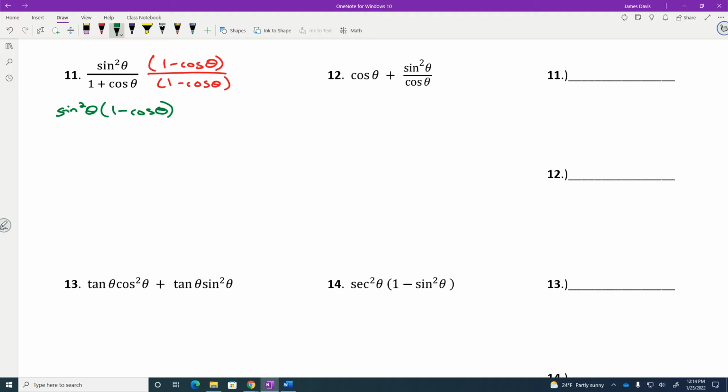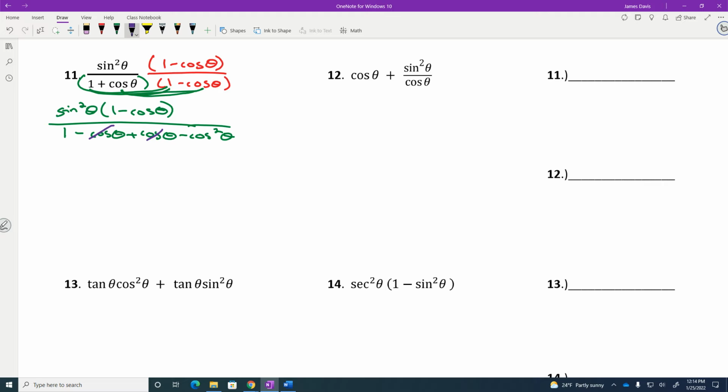The bottom, we actually have to FOIL this because it's two binomials. So it becomes this times this. We do our first, it is 1 times 1 is 1. Outer is minus cosine theta. Inner is plus cosine theta. And then last would be a minus cosine squared theta. That's our process there. Then you'll see what happens. On the bottom, these middle two terms cancel.